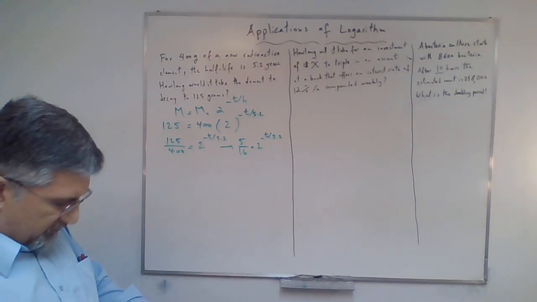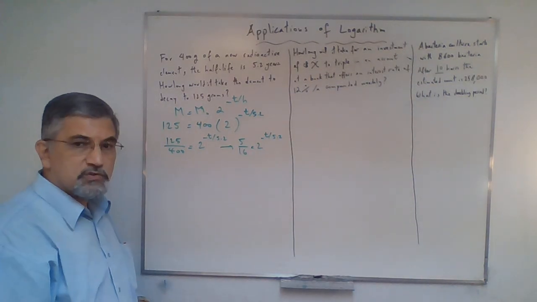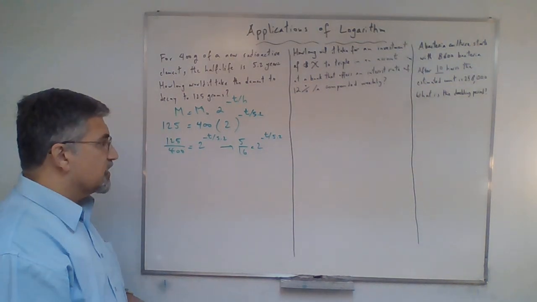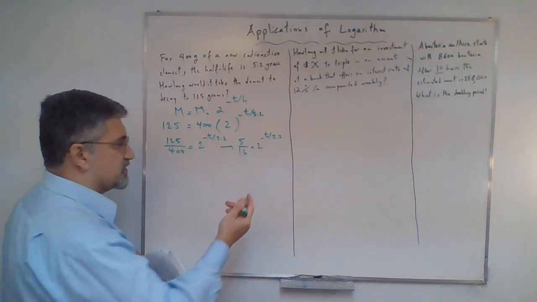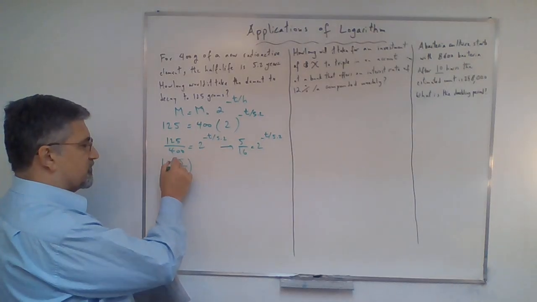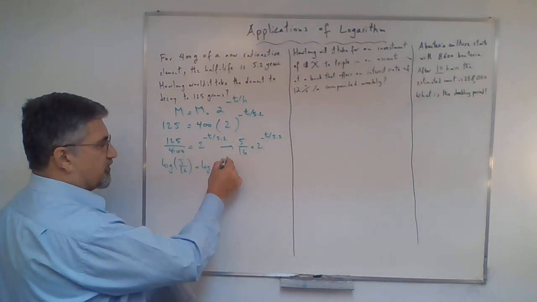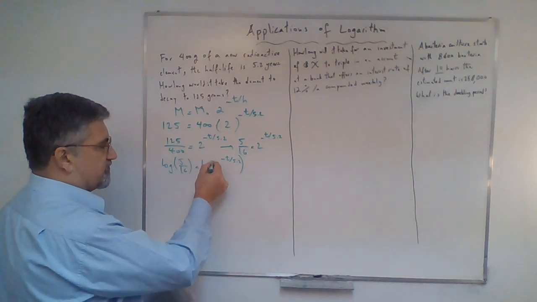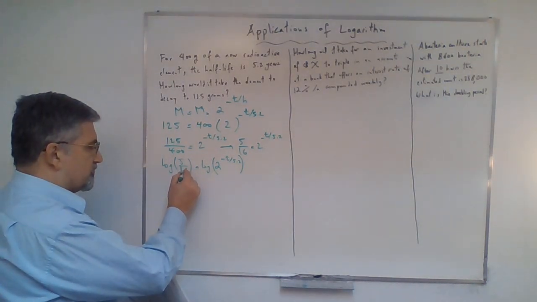So what you have in front of you is nothing but an exponential equation. In order to solve exponential equations, we need to take the logarithm of both sides. That was one of the techniques we have studied in the past. So I take log of 5 over 16 on the left. That's equal to log of 2 to the exponent of negative t over 5.2. So log of left side equals log of right side.